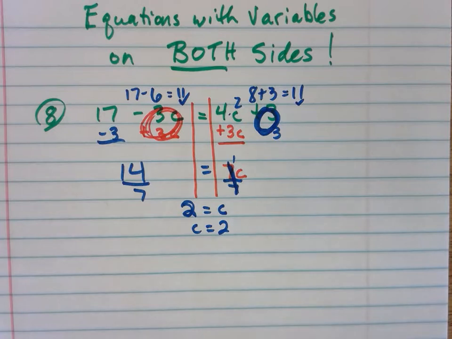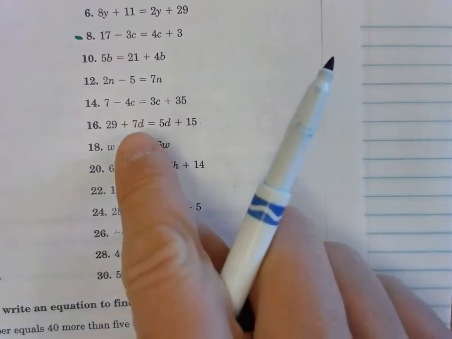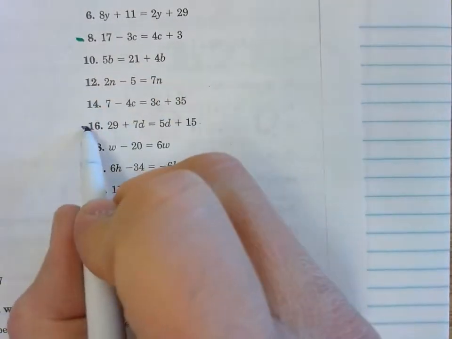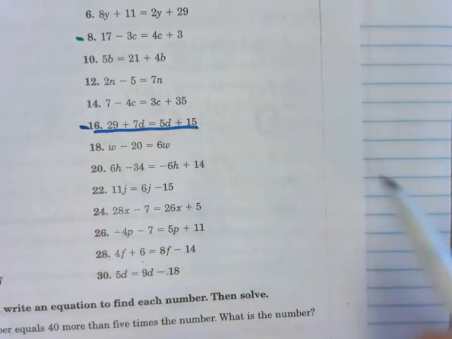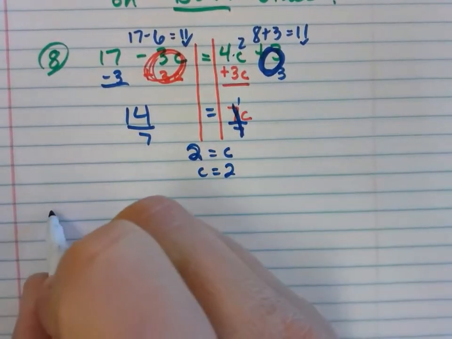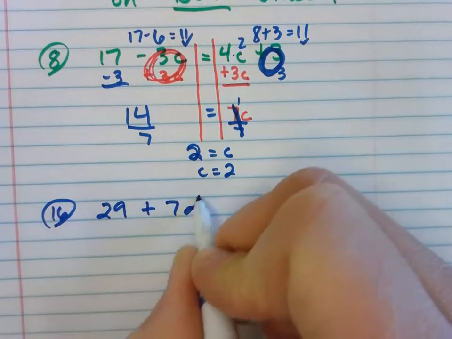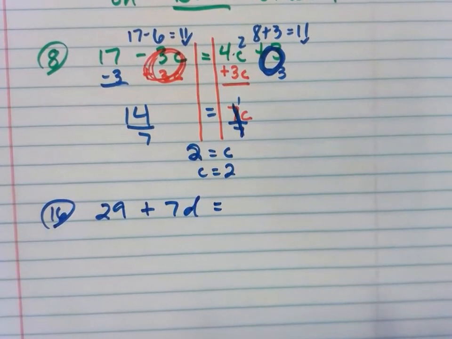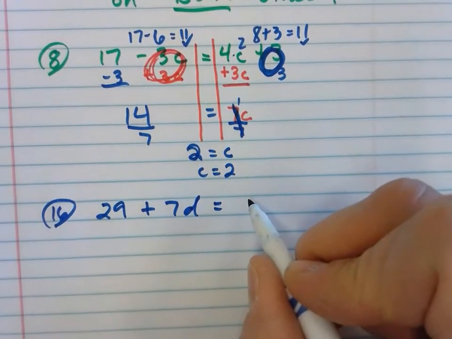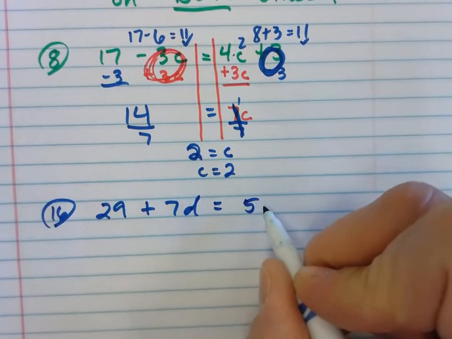All right. So let's work our way down here and try another one. Let's go down to number 16. We'll do number 16 right here, one that's got 29 plus 7d. Now make sure you write this stuff down like it's on the paper. If you're writing it on your paper, don't mess up and leave off some signs or something.